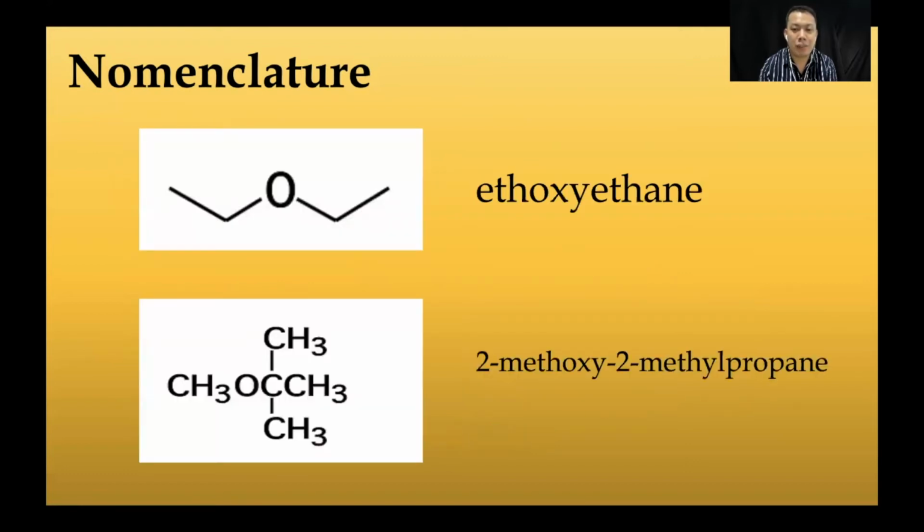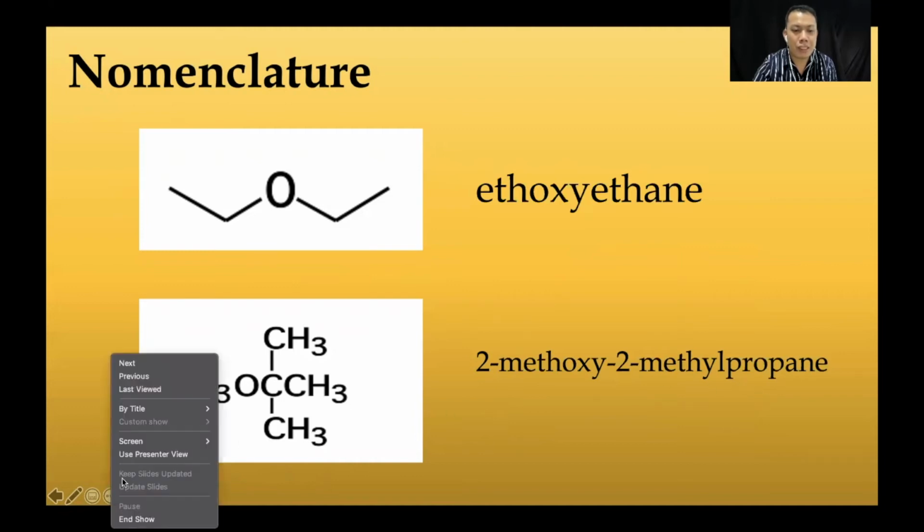So for example, we have here ethoxyethane. Ethoxy because there are two carbon bonded to oxygen, and ethane because there are two carbon also. So in this example, on the other side, here on the second example, you have 2-methoxy-2-methylpropane. So this is an IUPAC name.